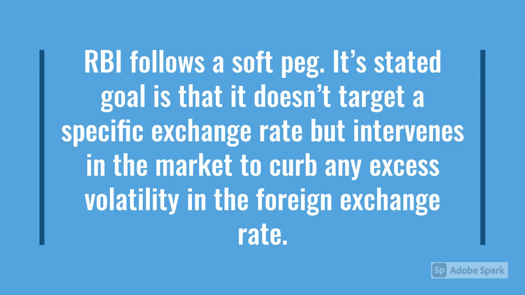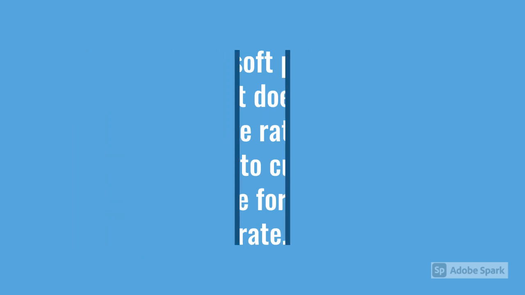Now, the Reserve Bank of India has stated in its policies that it has a soft peg. It says we don't target a specific exchange rate, but we intervene in the market to curb any excess volatility in the foreign exchange rate. So, for example, if the rupee is weakening and it's going from, let's say, 75 rupees to a dollar to, let's say, 80 rupees a dollar, what the central bank, or what RBI, would do is it will intervene in the market in order to reduce the volatility and not decide the rate.